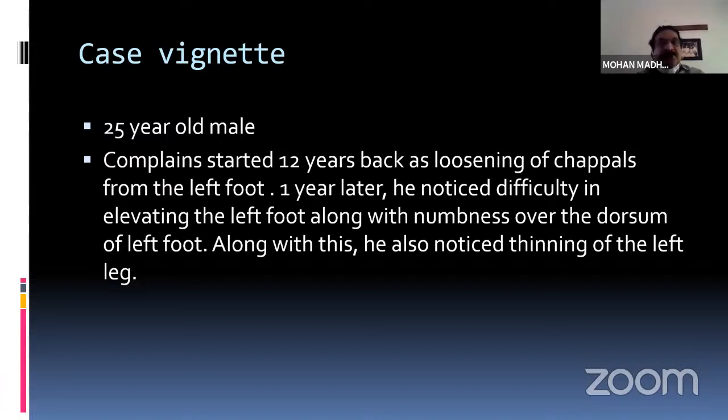It's a 24-year-old male. His complaint started 12 years back as loosening of the chappals from the left foot. One year later, he noticed difficulty in elevating the left foot, along with numbness of the dorsum of the left foot. Along with this, he also noticed thinning of the left leg.